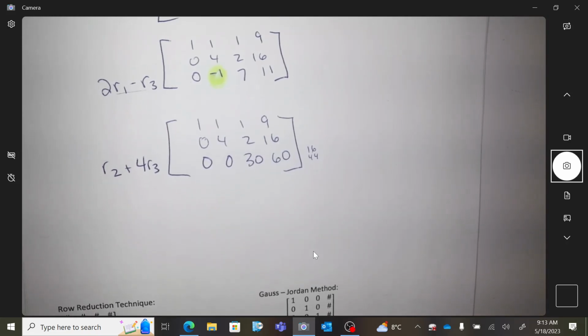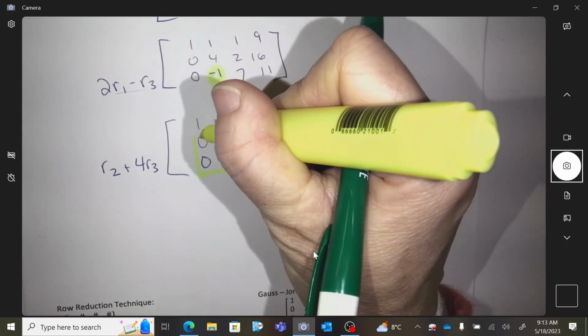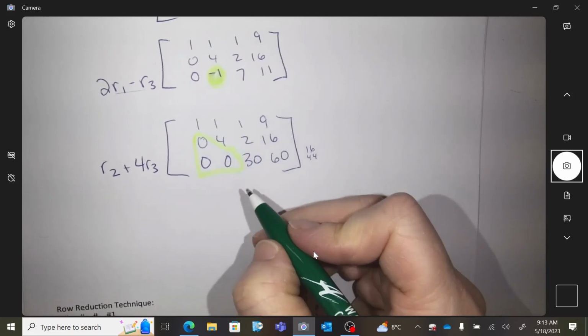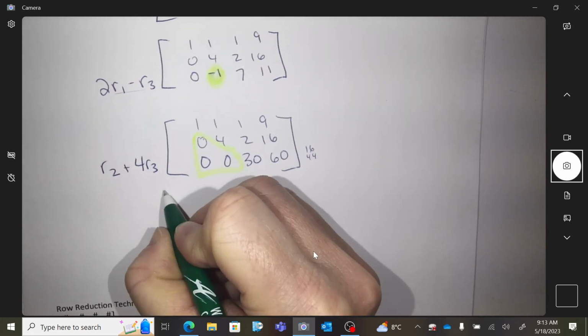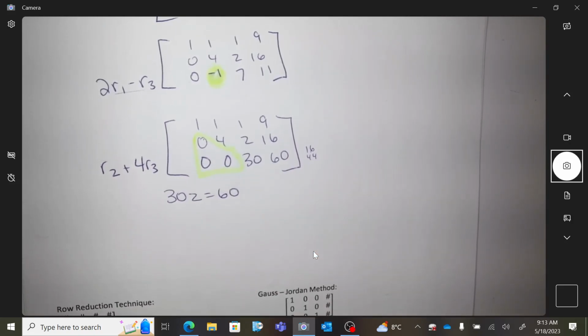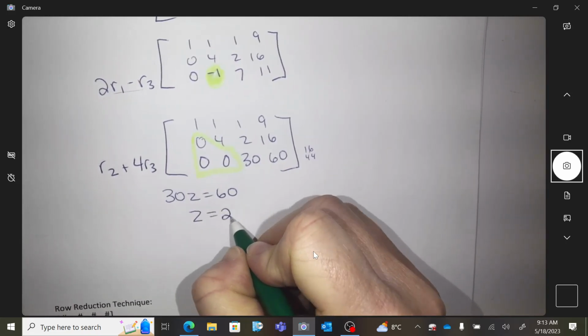Okay, we did it. We got to the row reduction. That's what we wanted. We wanted 0, 0, 0. Okay, so now we're good. Ready? The last 30z equals 60. Because remember my chart? The first column is x's, then y's, then z's, then numbers. So 30z equals 60. So z equals 2.